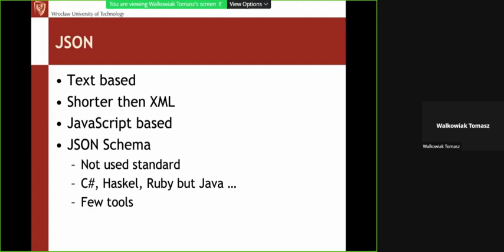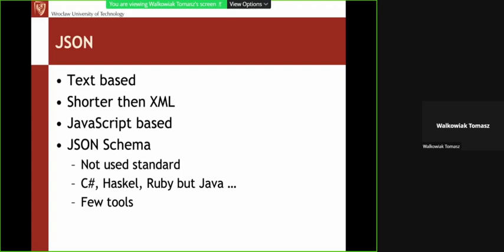So again, it is text-based, much shorter than XML, because these are literals from JavaScript. It's an element of the JavaScript language, a very simple language that has only a few types. It produces a lot of problems, really. A simple problem? Data. XML has more or less the same problem, because data in most languages is just a string. So we can say JSON and XML are the same in that sense.